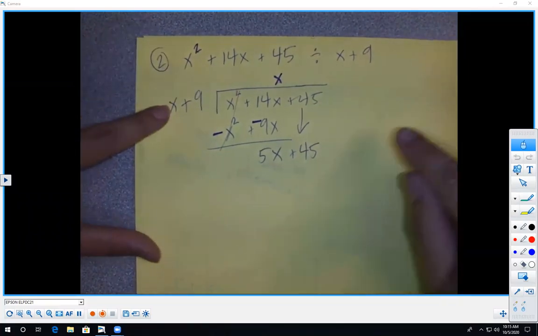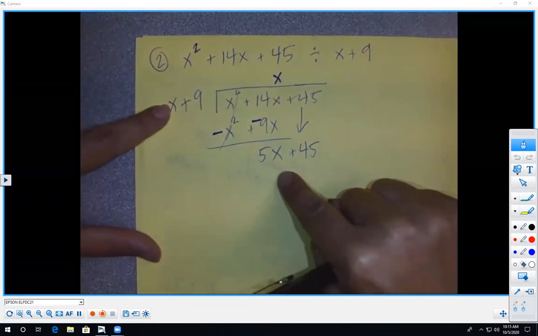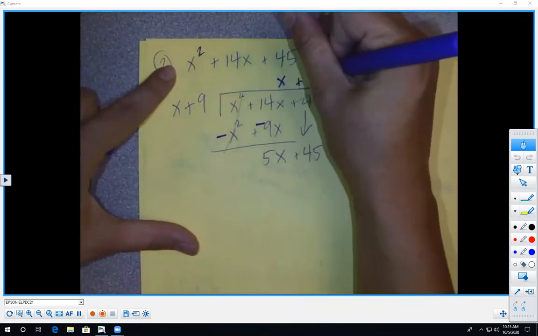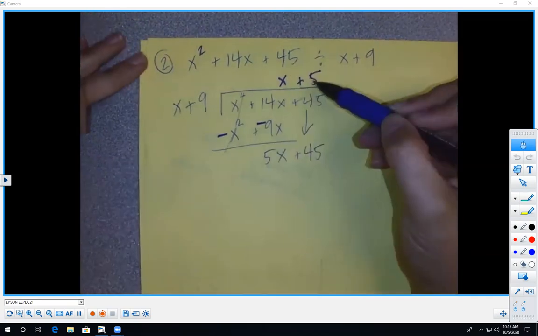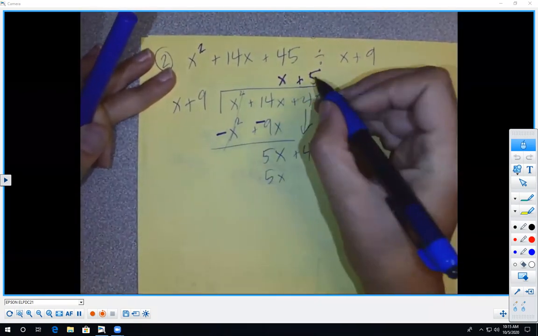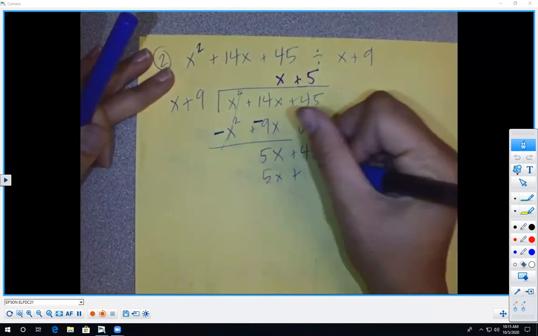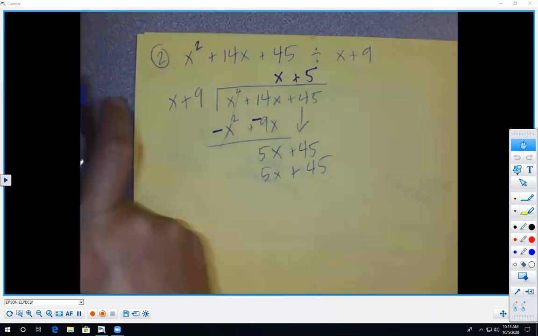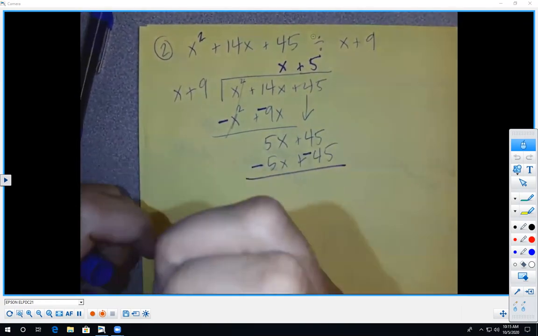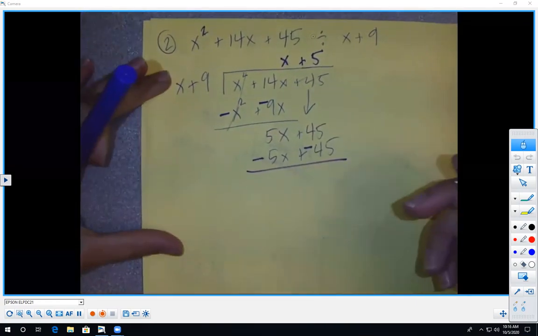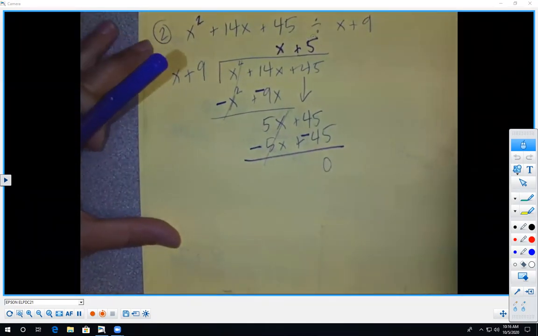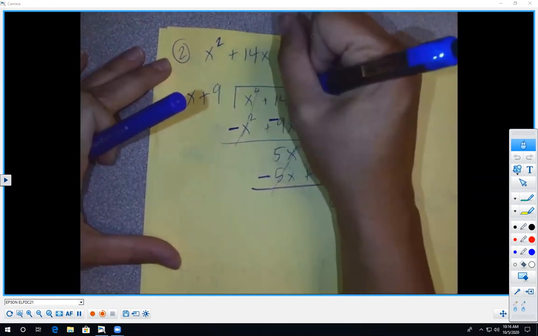How many times does x go into 5x, or x times what equals 5x? 5, and it's a positive 5. Multiply it. 5 times x is 5x. 5 times 9 is 45. Change your signs. And 5x minus 5x is 0. 45 minus 45 is 0, so there's no remainder. So my answer here is x plus 5.